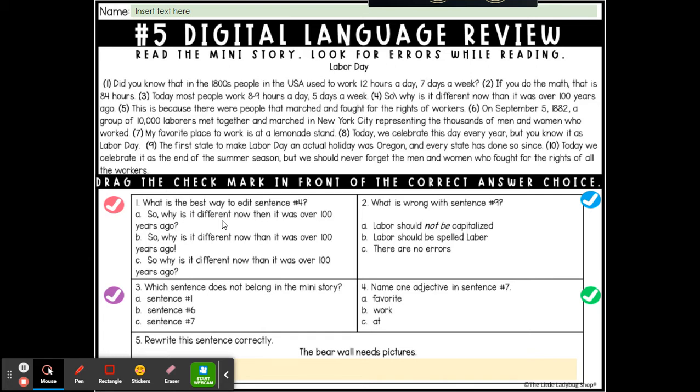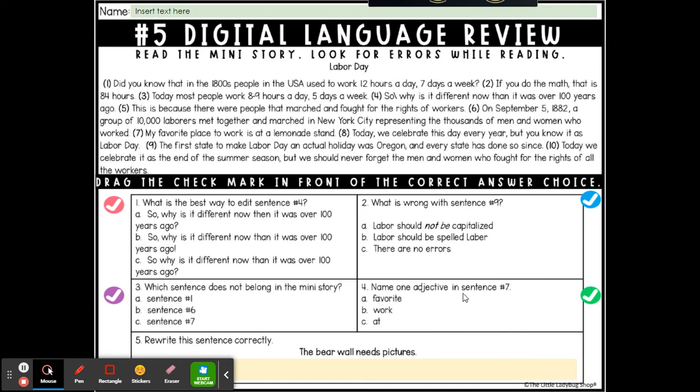In sentence 7, one stands out kind of like a sore thumb. Everything is about Labor Day and work. So when it says my favorite place to work is at a lemonade stand, yes, that is talking about work, but not what we're talking about. So it's like it's on topic, but not really. So this one here didn't have to do with the main idea, so it needs to be removed. We want to stay on topic with the main point of this, which is about Labor Day, not just a random little insert about what your favorite is.